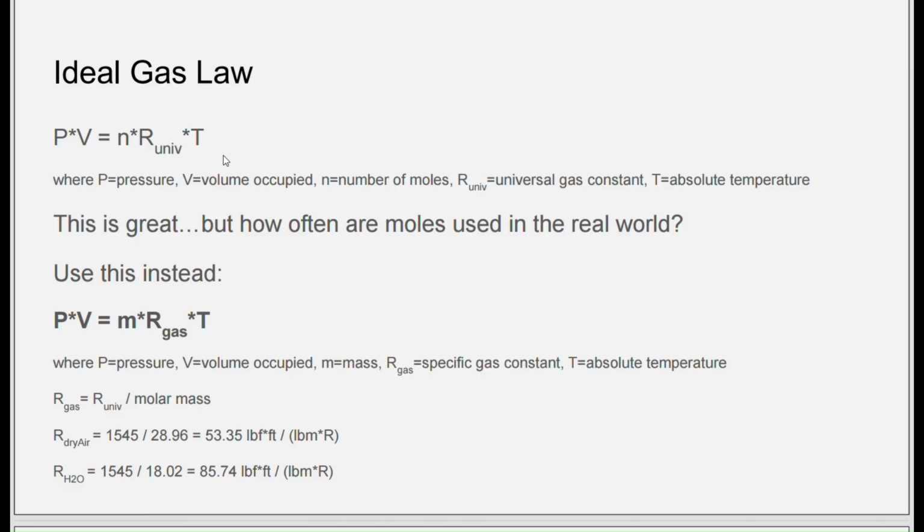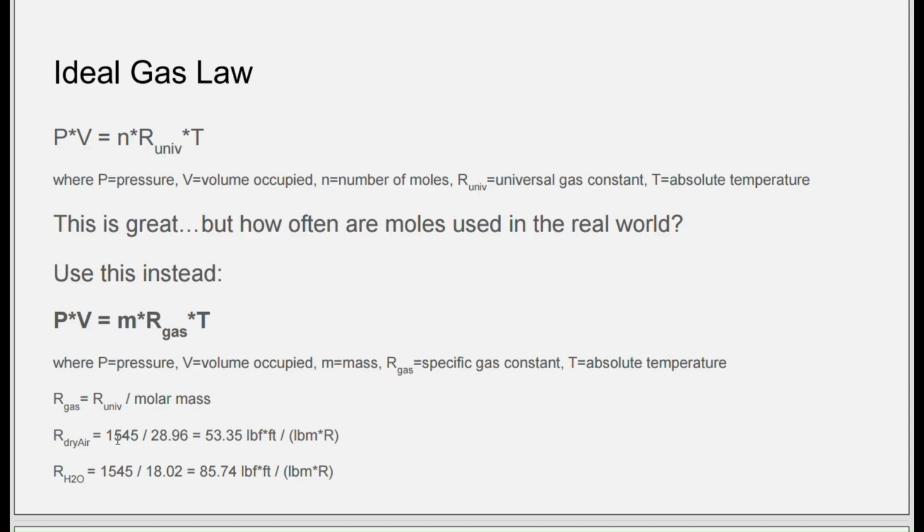It's always mass flow. So what you can do is modify this a little bit to this guy right here. Now it's really useful if you have PV equals mRT, where m is mass, and R, instead of being the universal gas constant that applies to any gas, is a specific gas constant. The way you get a specific gas constant is you take the universal gas constant divided by molar mass. So if we're doing imperial units, take 1545 divided by the molar mass of the gas you're dealing with. For dry air, it's 28.96.